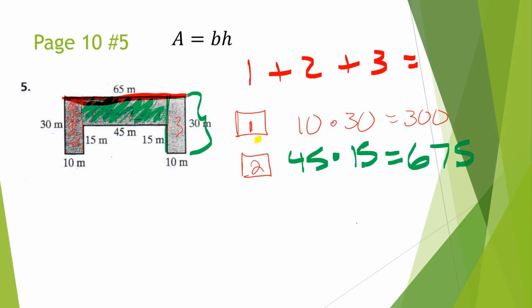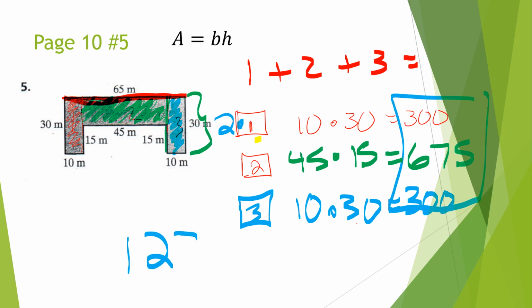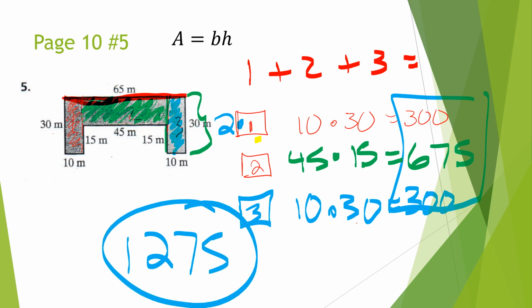Oh, green on green, not smart, but whatever. And then for the last one, we're going to be doing this blue one over here. And that one is 3. And for that one, we also have 10 by 30. So if you recognize it's the same from the beginning, I didn't, so I just did it twice. You could have just done this times 2 for the 2 of the same rectangles. And then I just add these 3 things up here, and my answer will be 1275. Next.